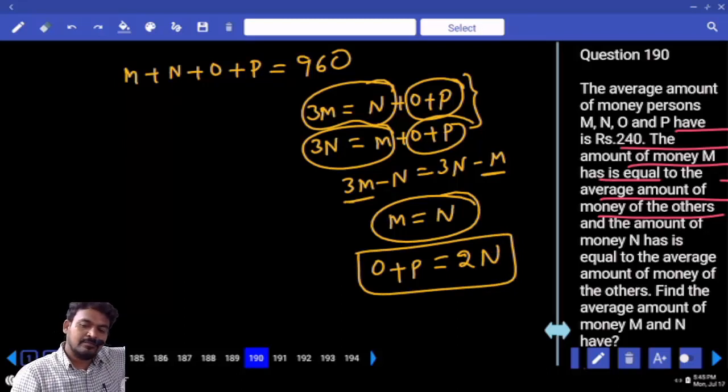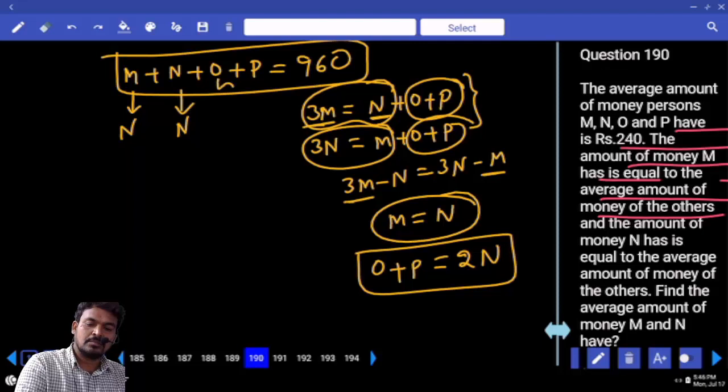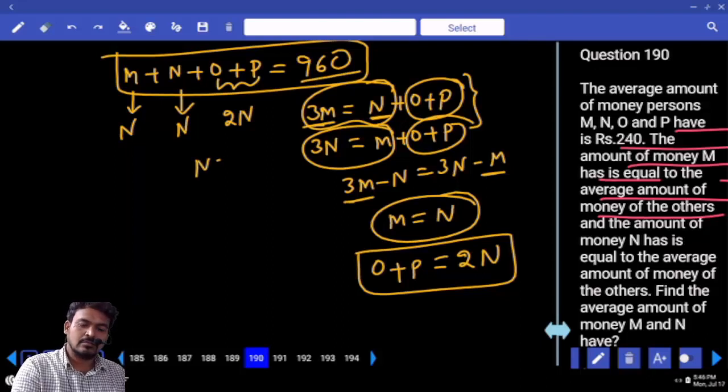In place of 3M, we write 3N. 3N and N, what is the difference? 2N. 2N is equal to O plus P. Substitute the values. In place of M, we write N. In place of N, we write N. In place of O plus P, we write 2N. Total it is 4N. 4N equal to 960.